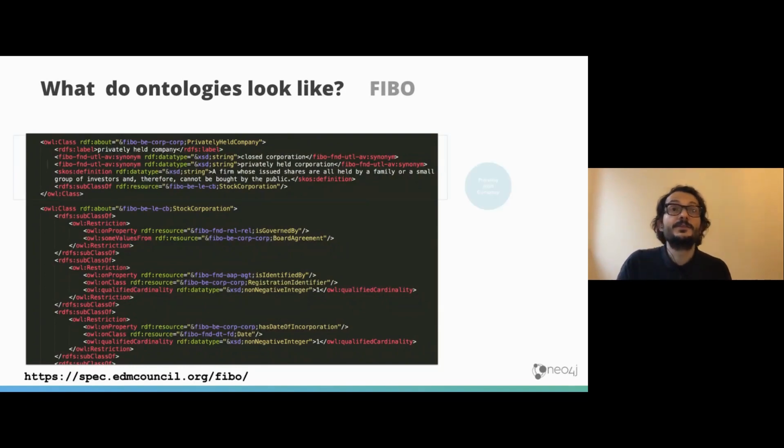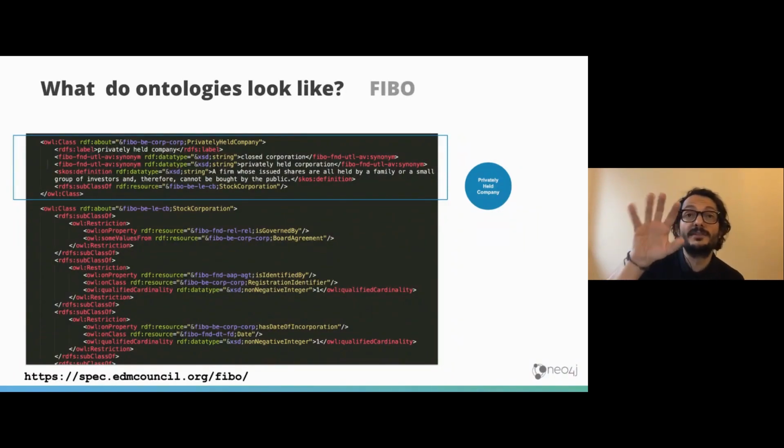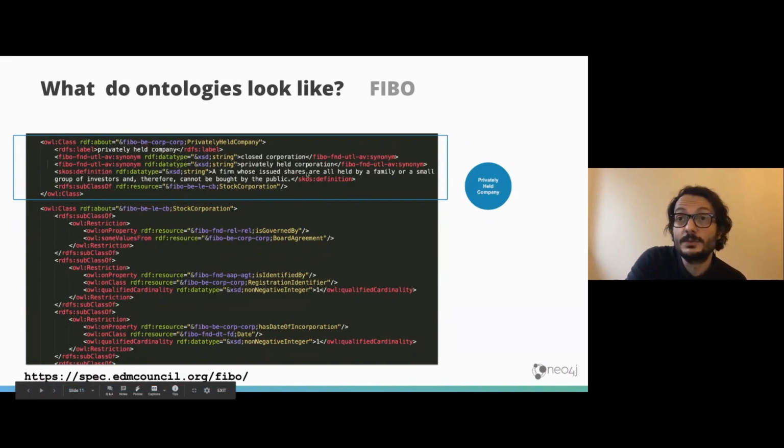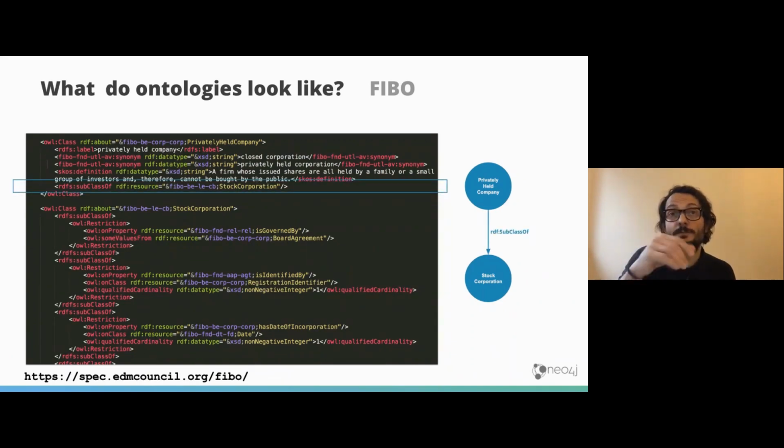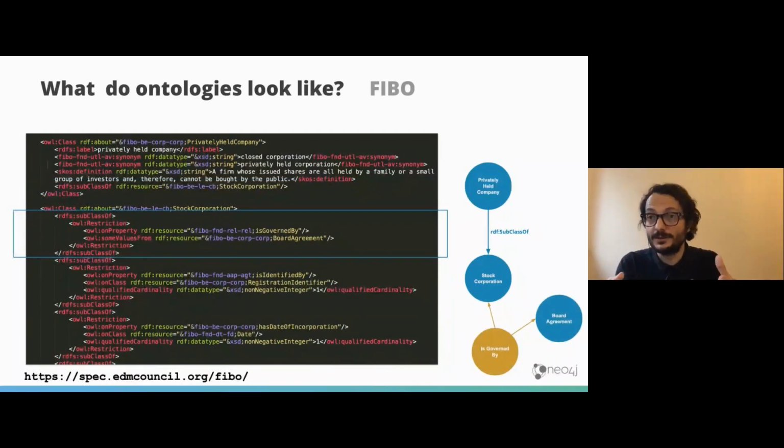But let's look at the content. So there at the top, we see that there's a description of something called a privately held company. Well, that's an entity, that's a category, right? It's described as a class, as you can see, and it contains some human readable description of it as well. And below we have another block that describes a stock corporation, right? And stock corporation is another category of entities, and it has some characteristics. And if you go back to the description of the privately held company, we see that there's a line where we're specifying that a privately held company is a subclass of a stock corporation. So, as you can see, I'm drawing the graph to the right. An ontology describes entities that are nodes in a graph and relationships between them. If we keep going, we're saying that a stock corporation is connected to another type of entity, which is a board agreement, through a relationship that's called is governed by. So that's what an ontology looks like.